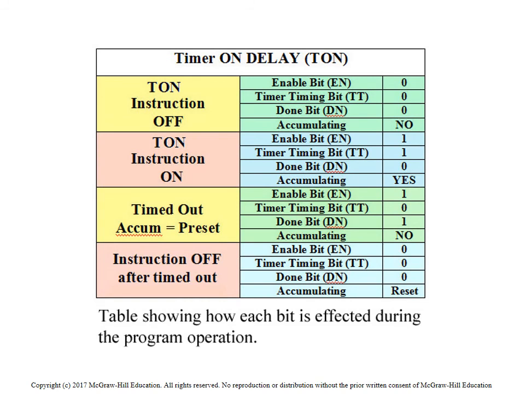So, timer on instruction. When it's off, there's no accumulation and all these bits will be off. When it's on, you'll see the enable bit on, the timer timing bit on, the done bit off, and it'll be accumulating. Timed out, you'll see the enable bit on, the timer timing bit off, the done bit on, and no more accumulation. Instruction off, after time off, everything will be reset to 0. What they're indicating here is that the value of the accumulator will be reset to 0 when you remove that signal to the input.